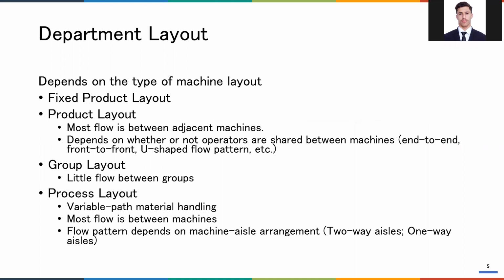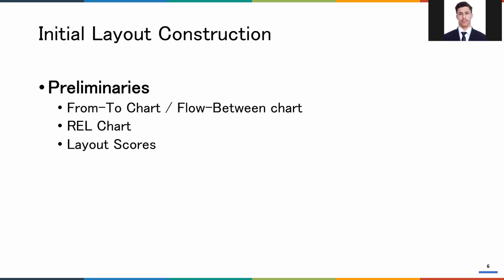So if it's a fixed product layout, then maybe we need to consider that some locations are fixed. While if we consider the product layout, then we know that some machines need to be adjacent to each other. While if we talk about the process layout, we probably talk about the flow pattern from one department to another department due to different types of product.